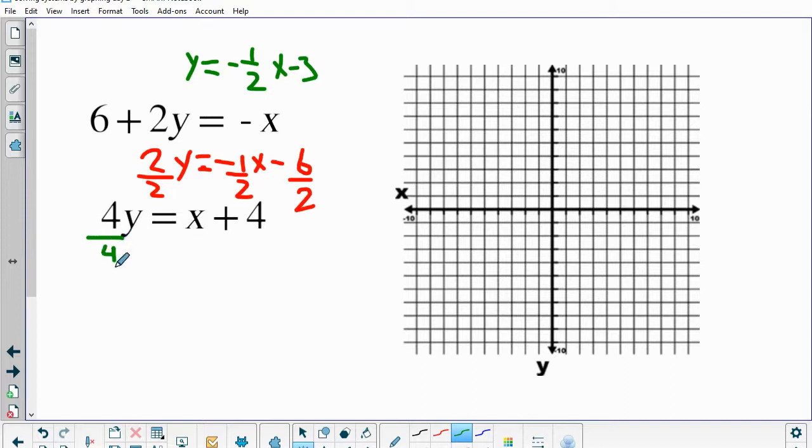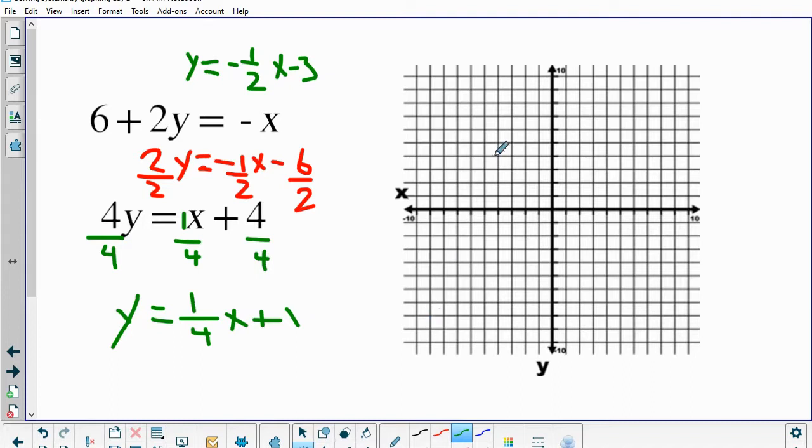Let's go ahead and solve this other one first. Divide everything by 4. And remember, there's a 1 in front of that x as well. So when we divide everything by 4, we end up with y equals 1/4 x plus 1.